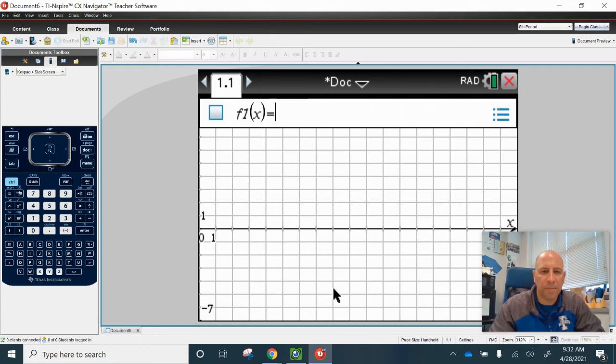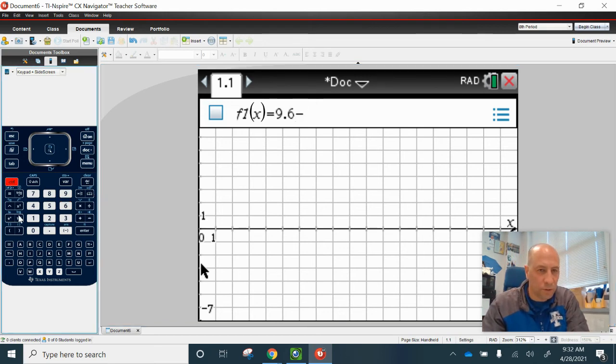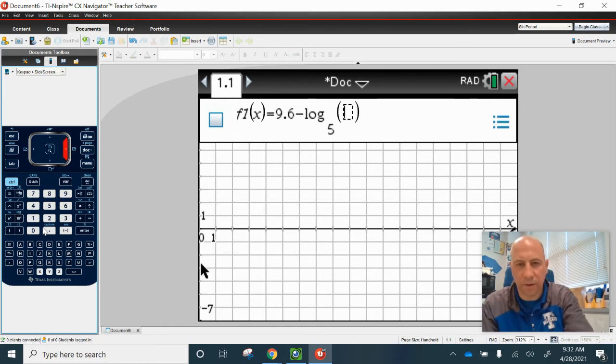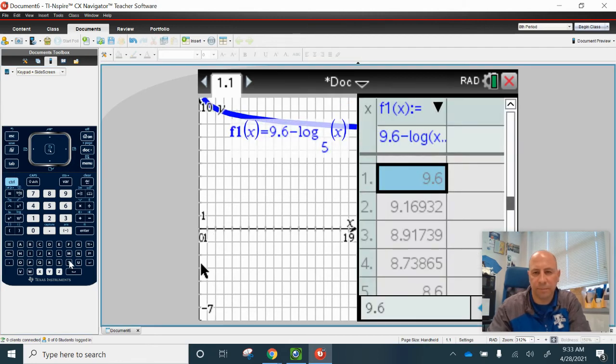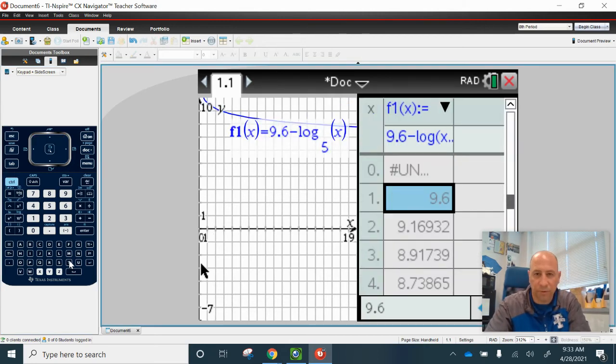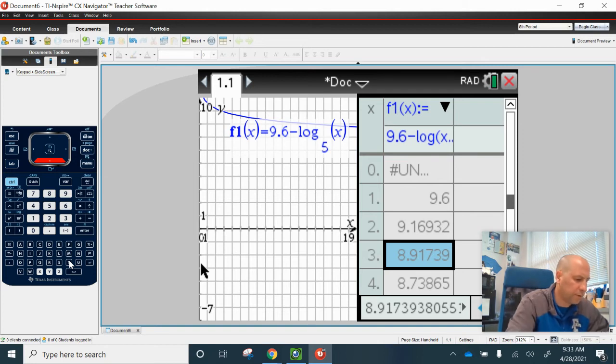Okay, that's okay. Now we're going to graph the left side, so 9.6 minus control log base 5 of x. Press enter. Press control T. Okay. And we want to start at 0. It's undefined. So 1, 9.6. 2, 9.1. 3, 8.9. Again, you're just going to have to approximate the points.